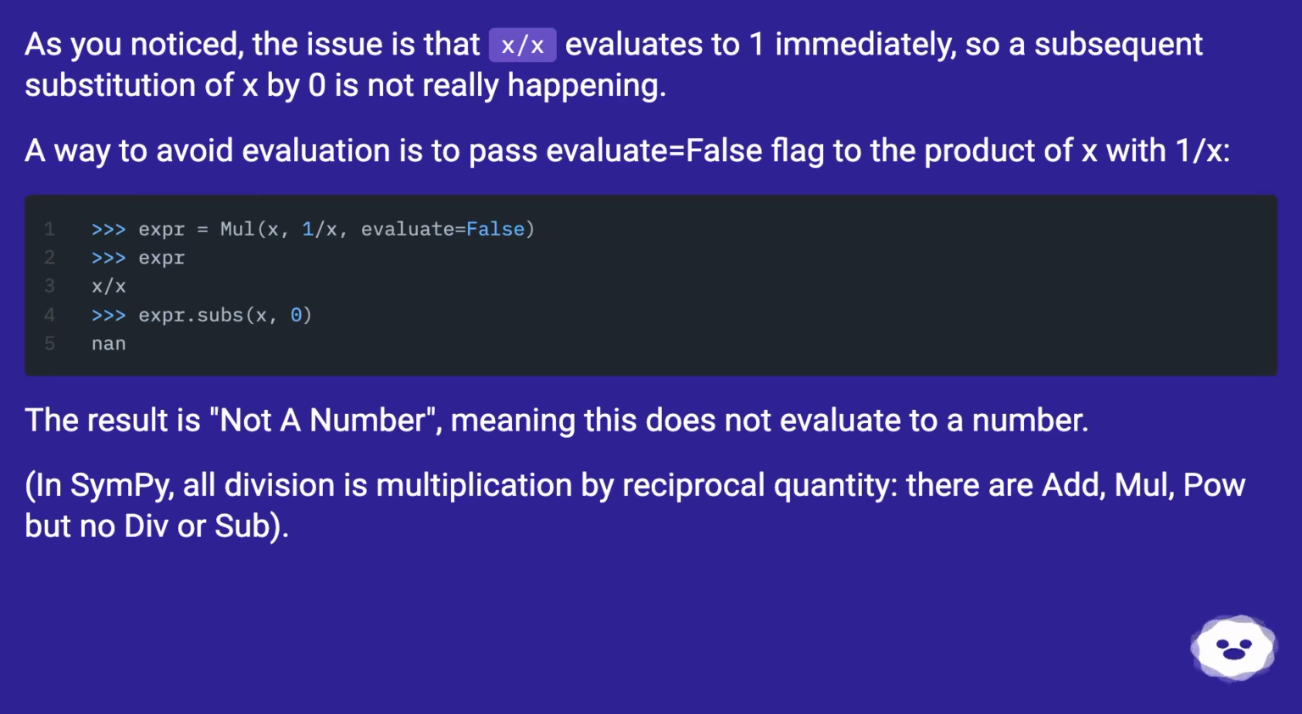In Sympy, all division is multiplication by a reciprocal quantity. There are Add, Mul, Pow, but no Div or Sub.